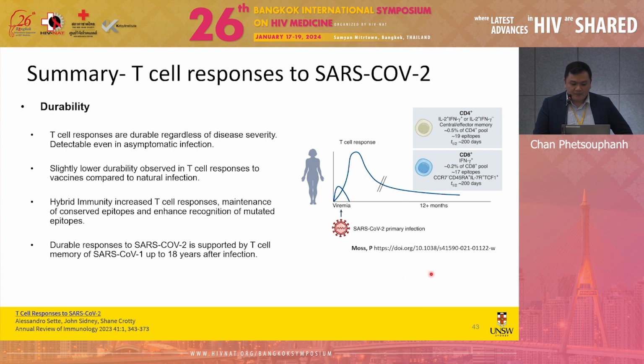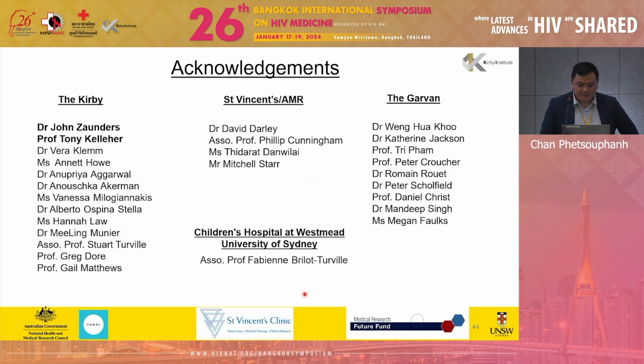And Paul Moss showed that he was able to trace T-cells, or the half-life of T-cells, out to 200 days. But now with reinfection and vaccination, these SARS-CoV-2 specific T-cell pools are maintained over time. And I think the response to SARS-CoV-2 is supported by T-cell memory responses that have been detected in people that were infected with SARS-CoV-1 18 years after infection. And so memory T-cells are still around and able to mount a good immune response when they encounter the virus.